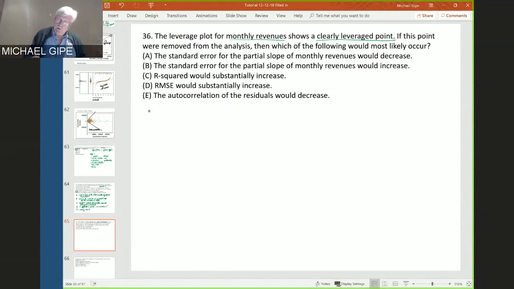So how about A, the standard error of the partial slope of monthly revenues would decrease. And then B, the standard error for the partial slope of monthly revenues would increase. Well, let's look at standard error. Now, partial slope, that means the influence of that variable taking into account the other variables. So that's the right thing we should be looking for. So the standard error of the slope, remember, is equal to the RMSE divided by the square root of n times 1 over standard deviation of x.